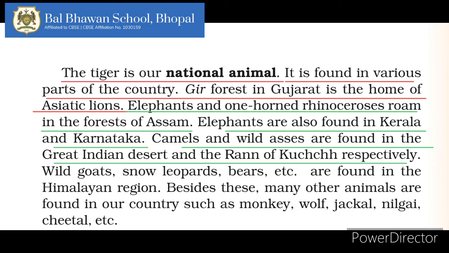I hope you all are aware that the tiger is our national animal. It is found in various parts of our country. Gir Forest is the home of Asiatic lions. Elephants and one-horned rhinoceros roam in the forests of Assam. Elephants are also found in Kerala and Karnataka. Camels and wild asses are found in the Great Indian Desert and the Rann of Kutch. So, we have varieties of animals living in different parts of the country.